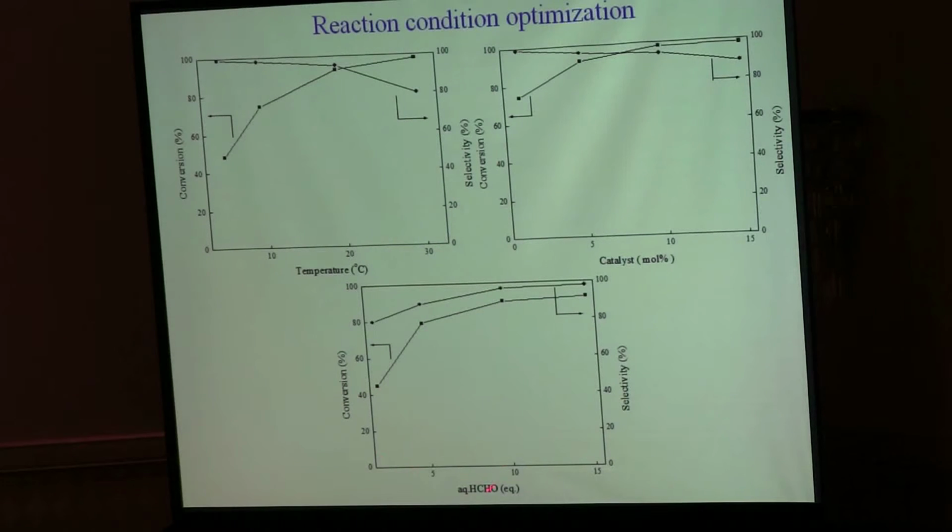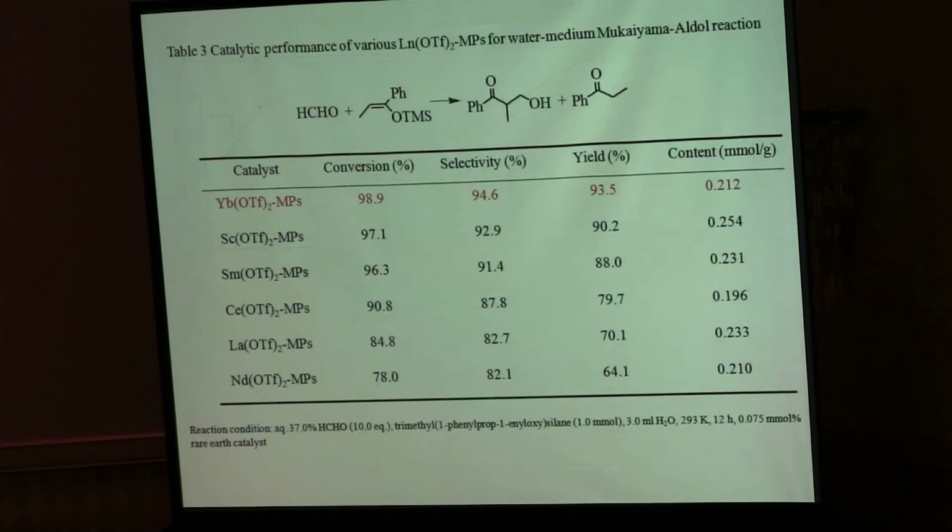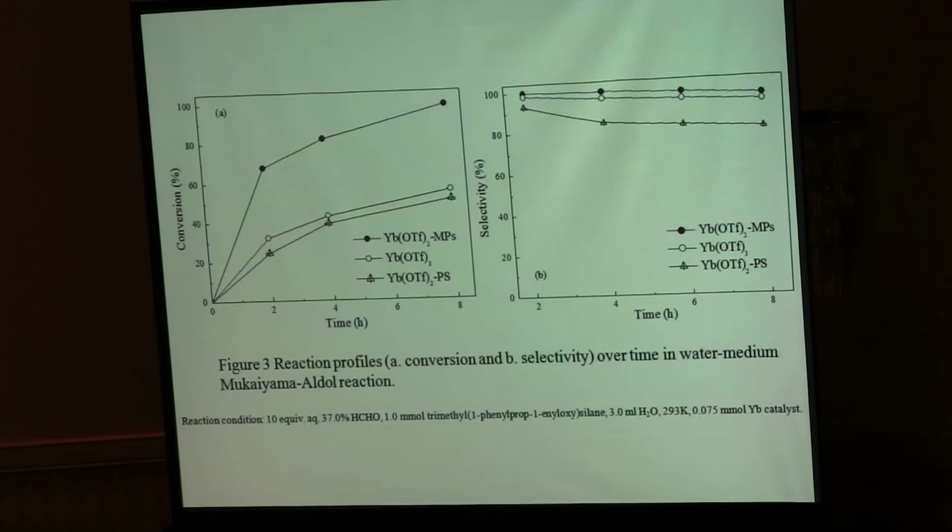7.5, and we use 10 equivalents of formaldehyde. We also scanned different catalysts, and we found that in this system Yb triflate is the best one, and also better than the silica supported Lewis acid. And we also compared the homogeneous catalyst and the commercial polystyrene supported Lewis acid. We found that it has a very high conversion, a selectivity similar to the homogeneous catalyst, and a better selectivity than the commercial polystyrene supported Lewis acid.